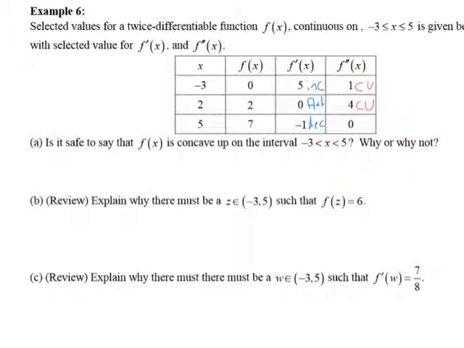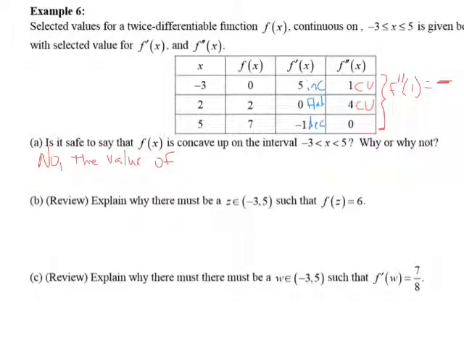Okay, part A, is it safe to say that the function is concave up on the interval -3 to 5? While these values, excluding the endpoint, are positive, we can't guarantee that the function is concave up, because it's possible that f prime prime of 1 is a negative answer. If that's the case, we can't determine that it's concave up everywhere.